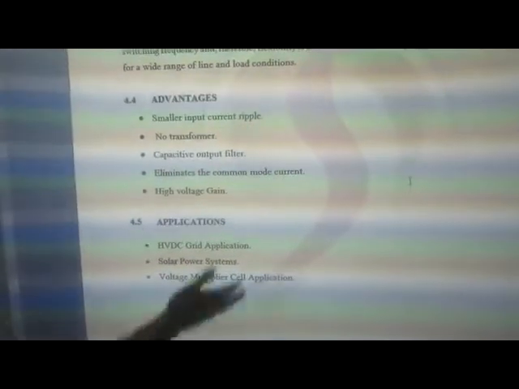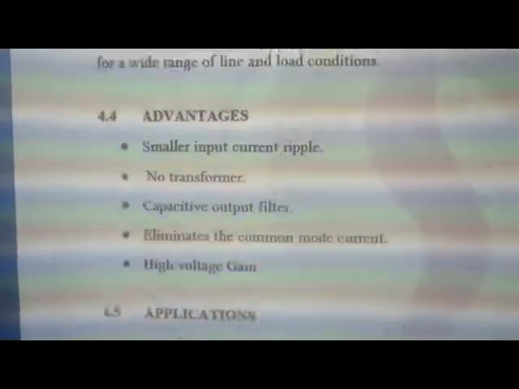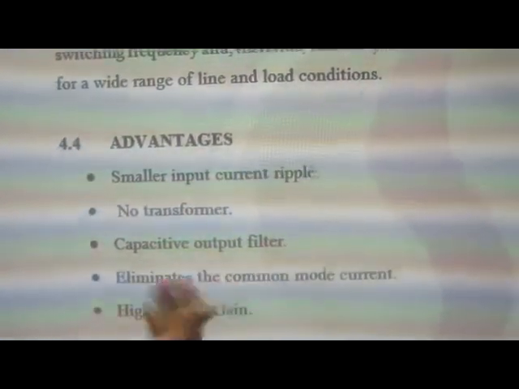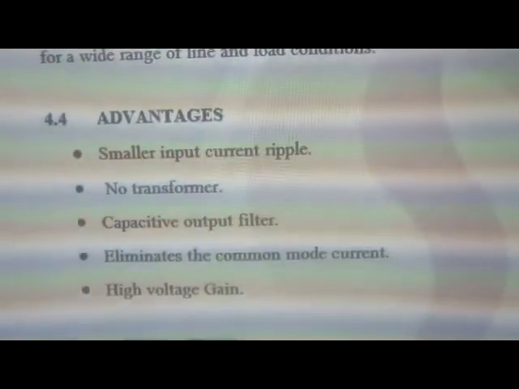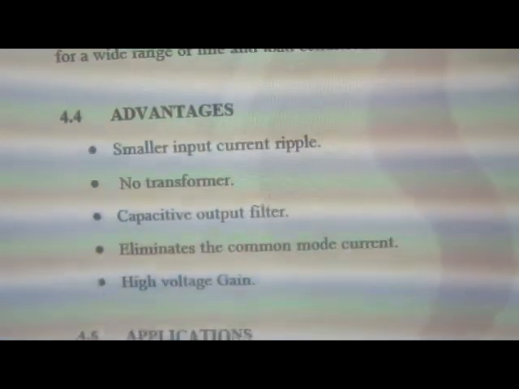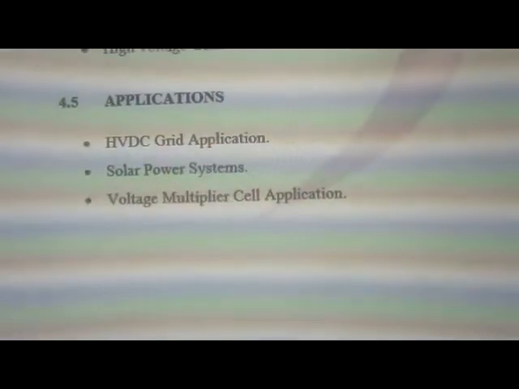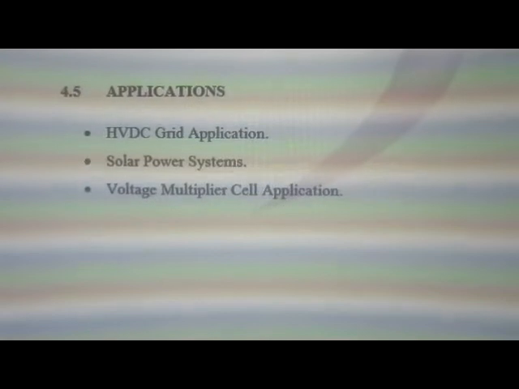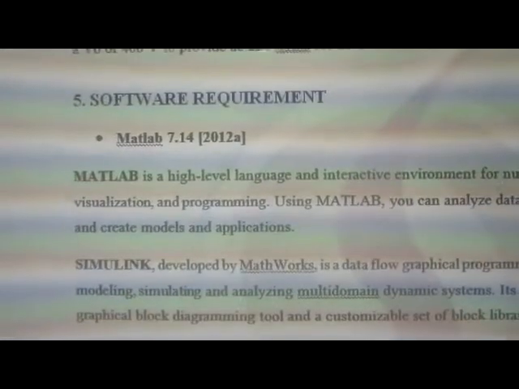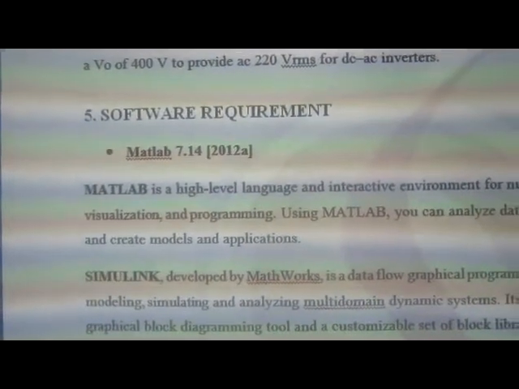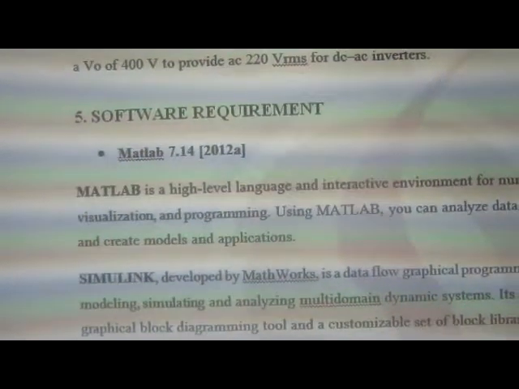The advantages of our system are a smaller input current ripple, no transformer, a capacitive output filter, high voltage gain, and elimination of the common mode current. The applications of our proposed system are HVDC grid applications, solar power systems, and voltage multiplier cell applications. Finally, we implemented this model using the MATLAB environment 7.14.